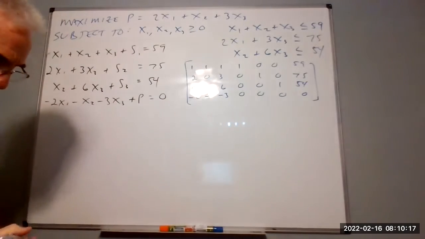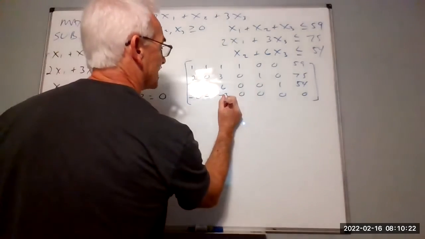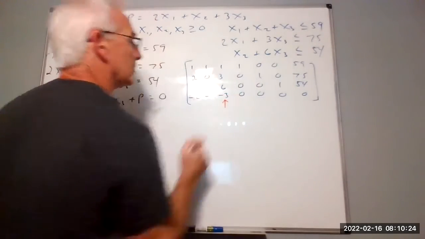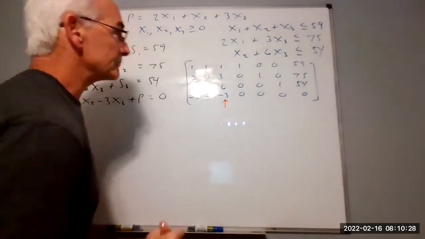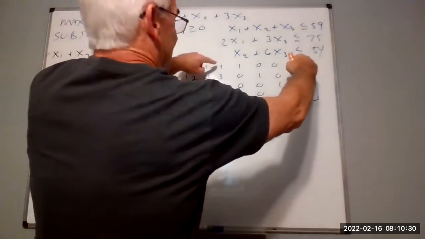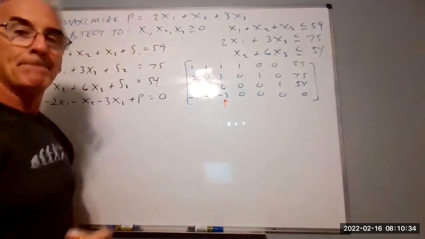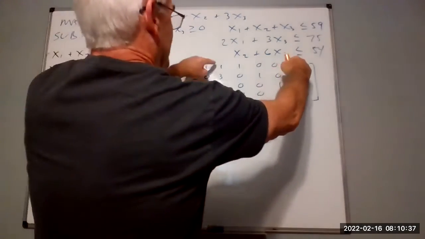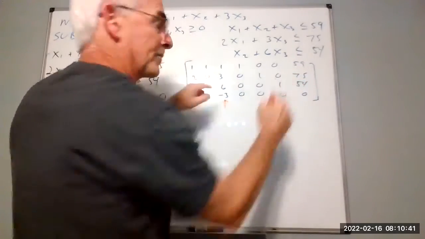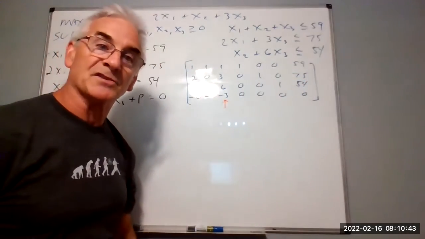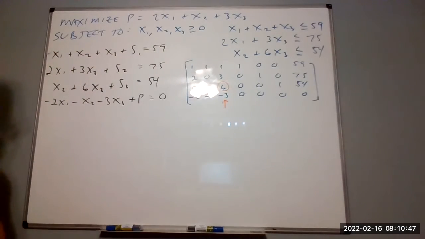So I have to choose my pivot. As I showed last day, I start with the largest negative number on the bottom row, which in this case is -3. And now I look at the ratios of these terms, and I want the smallest positive ratio. I have 59 over 1, 75 over 3, 54 over 6. 54 over 6 is the smallest value. So that's going to become our pivot. That one right there.